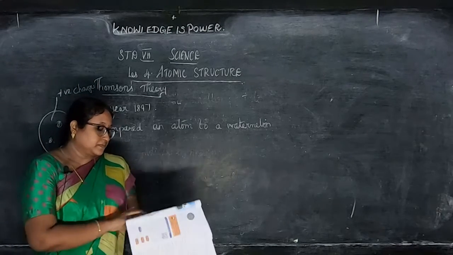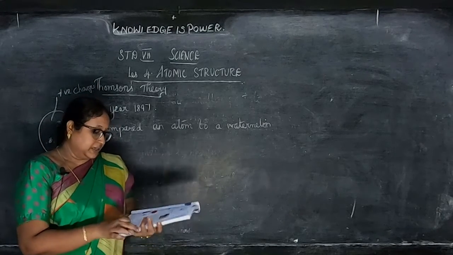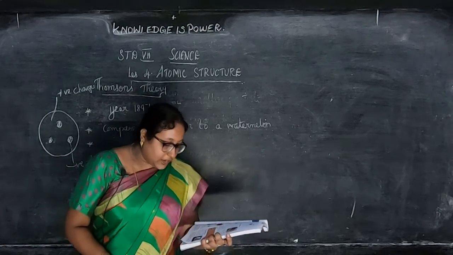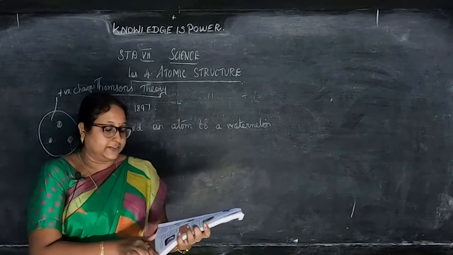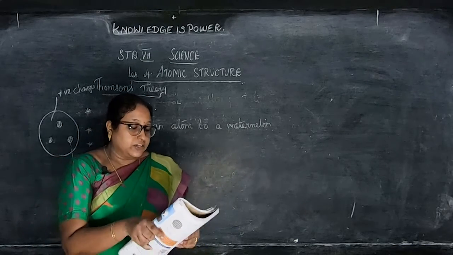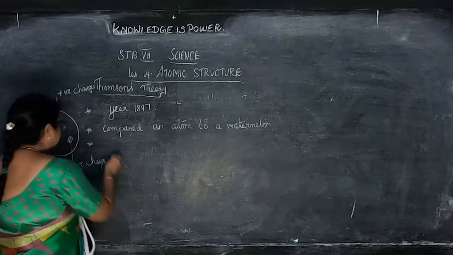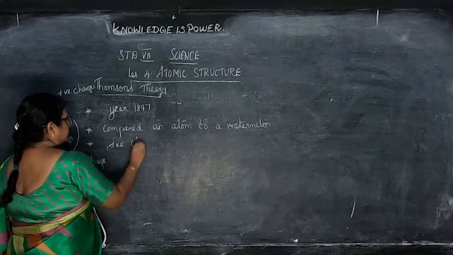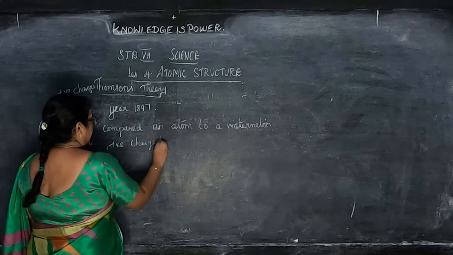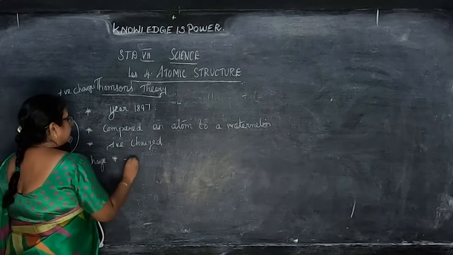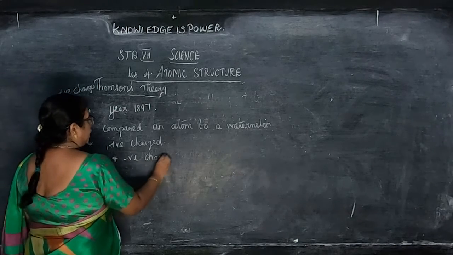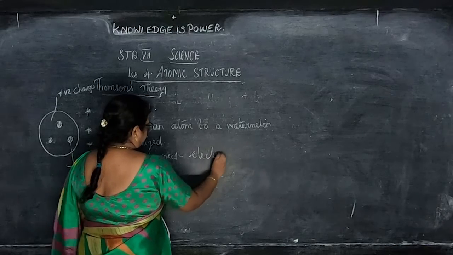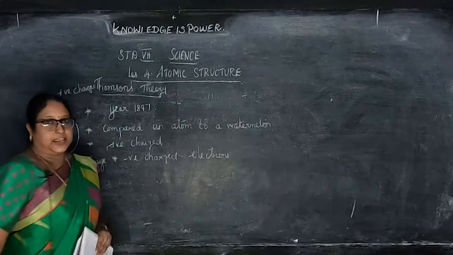Okay, children? So the atom is positively charged, like the red part of the watermelon, and embedded in it, like the seeds, are negatively charged particles, which are called electrons. So positively charged is the red part of the watermelon, and the negatively charged particles he called electrons.